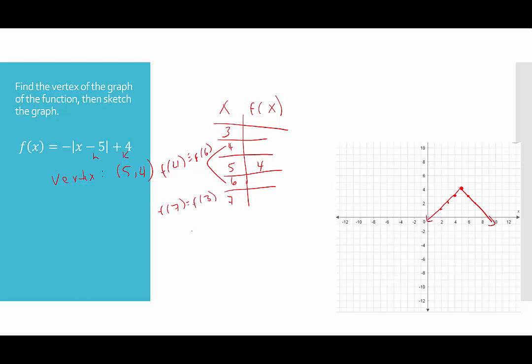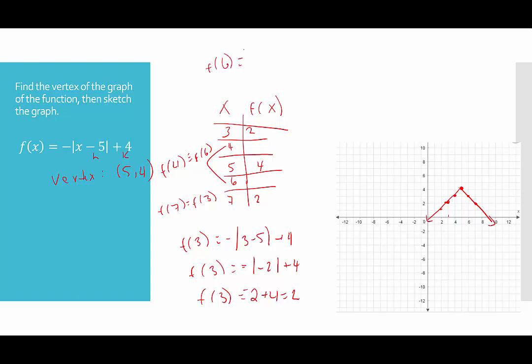So if we plug in 3, f of 3 would give us negative absolute value of 3 minus 5, plus 4. 3 minus 5 is -2. And the absolute value of -2 is 2, but then there's that negative in front of it again. So we end up with -2 plus 4, which is +2. So both 3 and 7 give us a value of +2. Let's consult the graph. There's 3, and there it is at 2. There's 7 too. So it worked. Checking 4 and 6, you can choose either one. We'll use 6 this time, go bigger than 5.